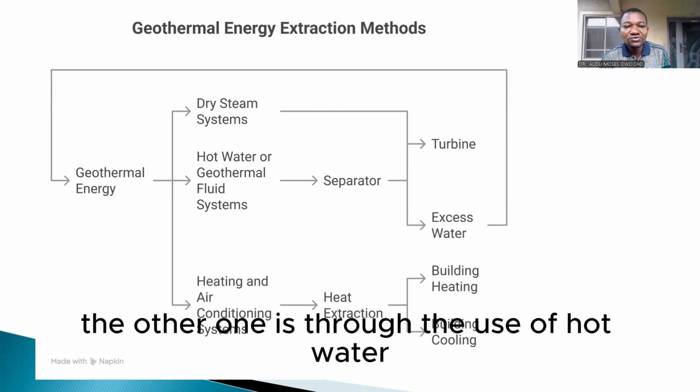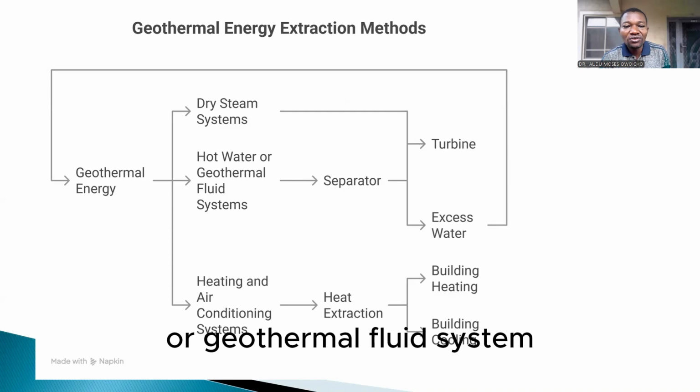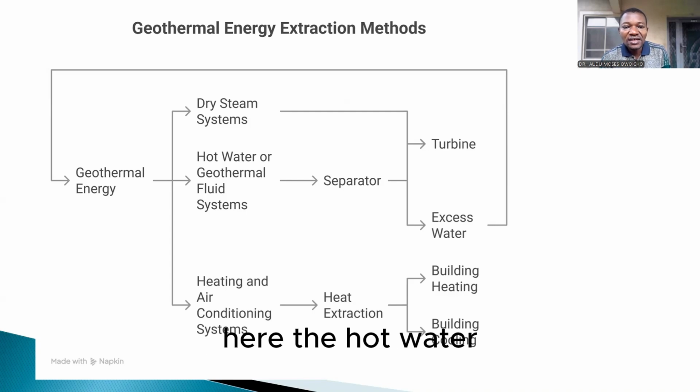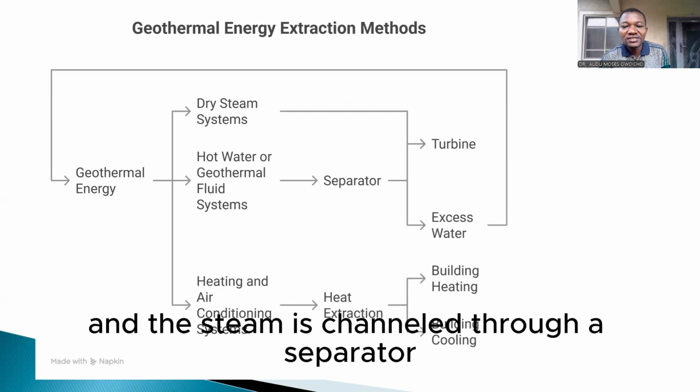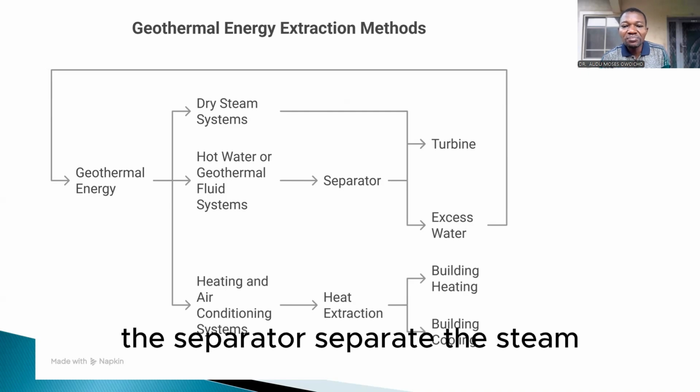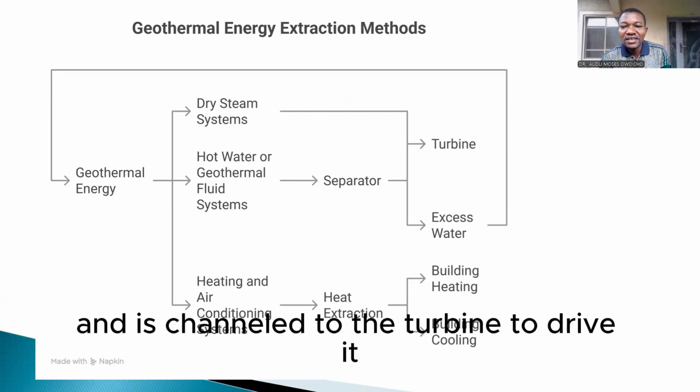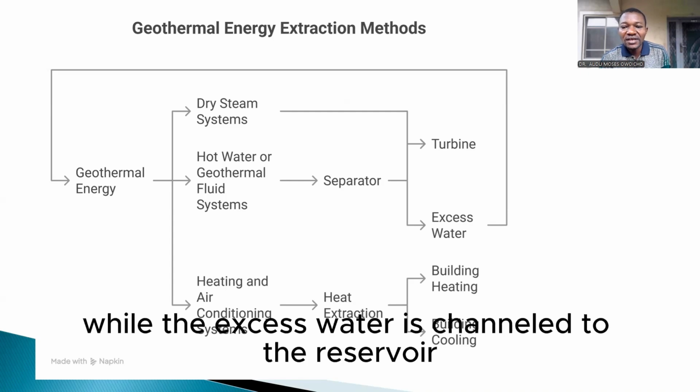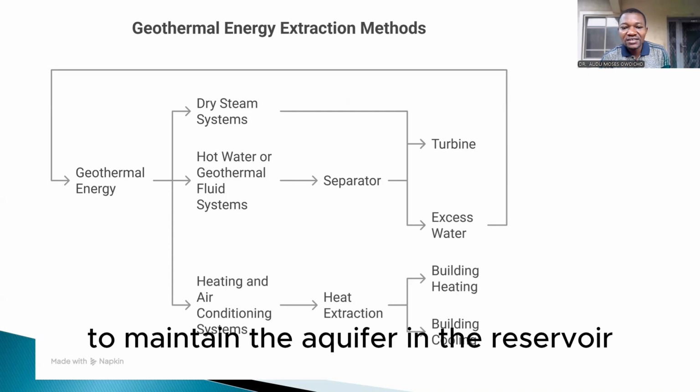The other one is through the use of hot water or geothermal fluid system. Here, the hot water and the steam is channeled through a separator. The separator separates the steam, which is channeled to the turbine to drive it, while the excess water is channeled to the reservoir to maintain the aquifer in the reservoir.